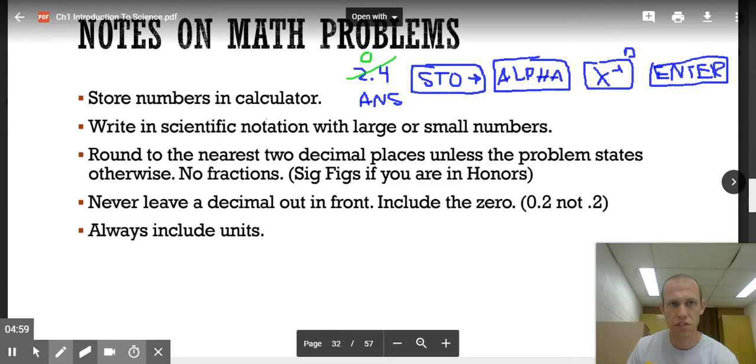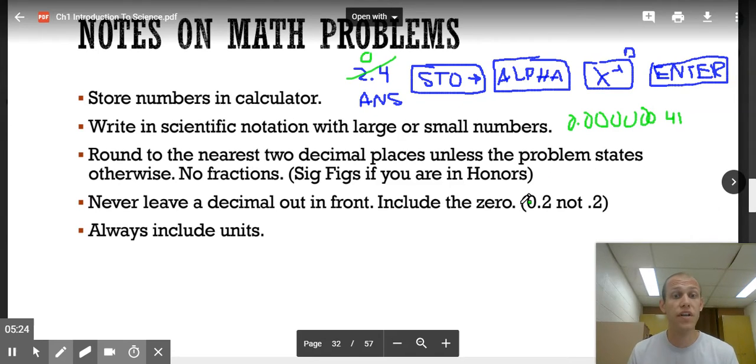So that's how you store numbers into your calculator. A lot of times we want to write in scientific notation if it's large or small numbers. We haven't talked about scientific notation yet, but we will. If numbers are really, really small, so they have 0.000000, we don't want to write all those zeros. We just care about the 41 at the end. So we're going to write it in scientific notation to make that easier on us.